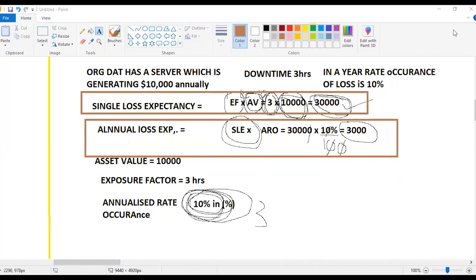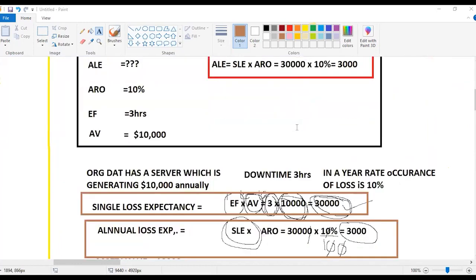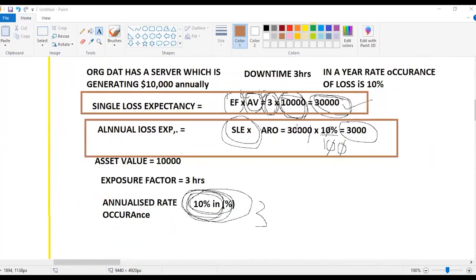Are we done here, guys? Let me have confirmation, please. There are 30 students, and only 3 have confirmed. Okay, 4.